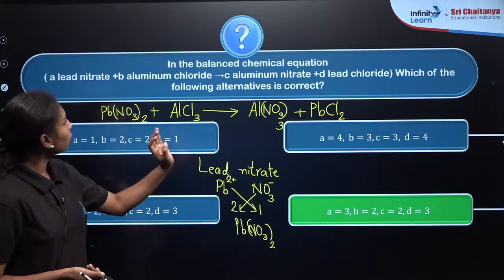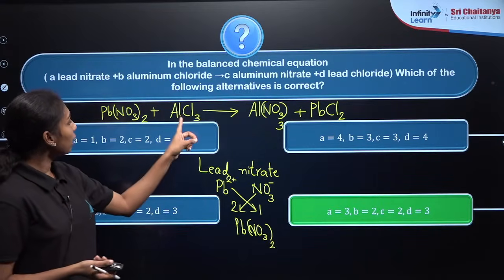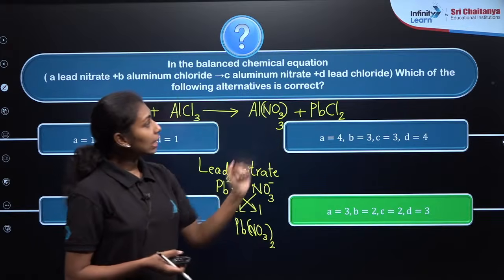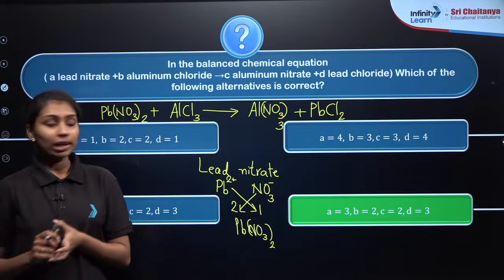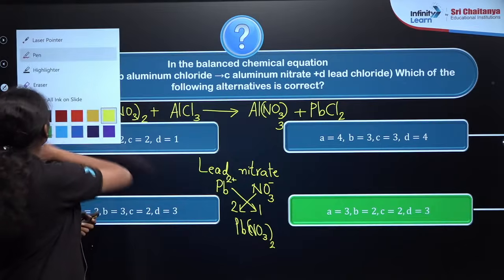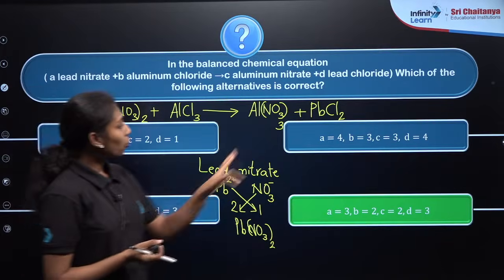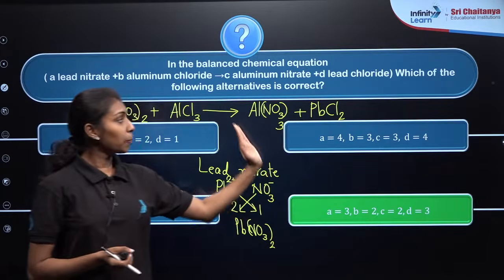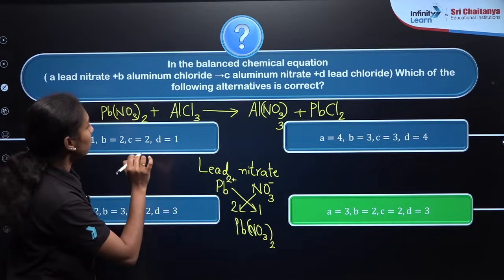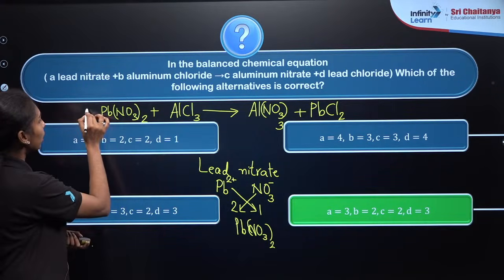Okay, similarly, you can find out the chemical formula of aluminum chloride as AlCl3. For aluminum nitrate, it is Al(NO3)3, and for lead chloride, it is PbCl2. So what we need to do first, we need to balance the maximum number of compounds here, right? So first we are focusing on the case of nitrate ion. On the product side, it is 3 nitrate. So I am balancing here, I will be putting 3 here, right?